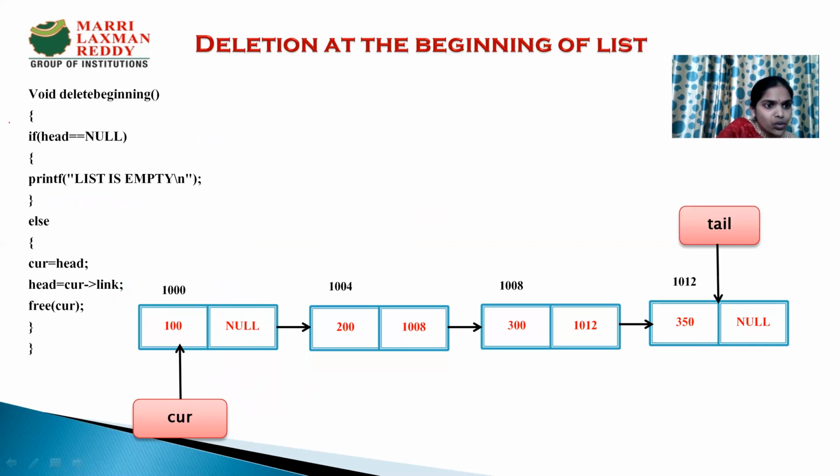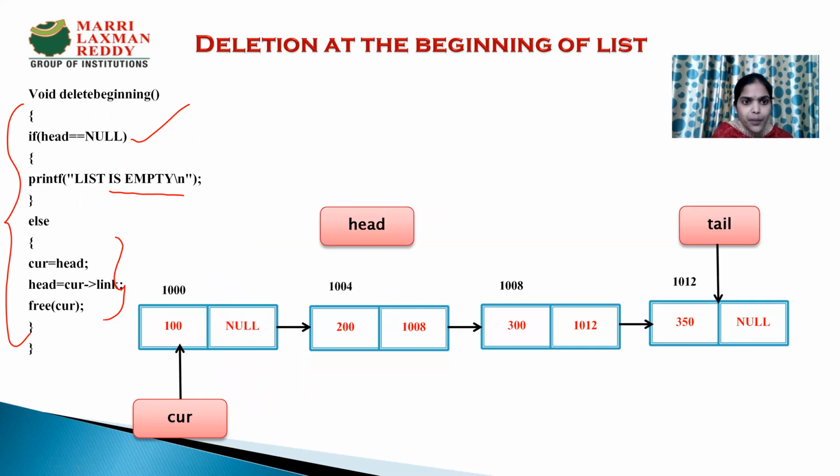Here is the source code of how to delete a node from the beginning of the list. Initially, if head equals null, it means there are no nodes in the list. If I'm trying to delete a node from the empty list, then it is not possible. Else, I'm using the above three steps for deleting the node from the beginning.